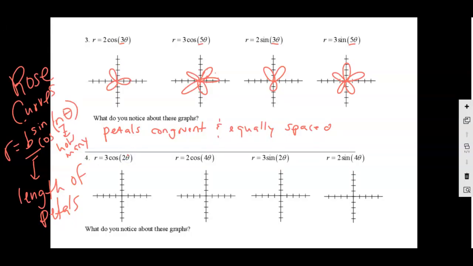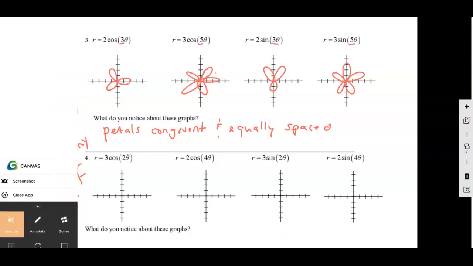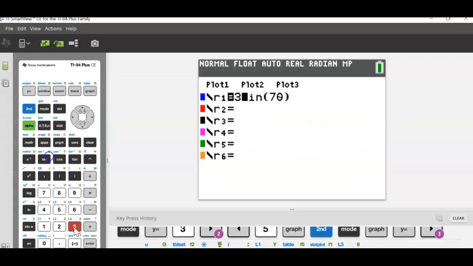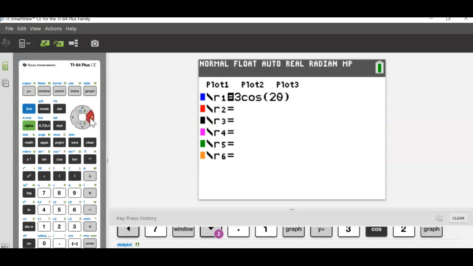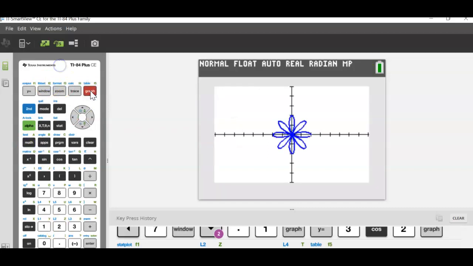What happens if I have 3 cosine 2 theta? Let's see what happens there. So 3 cosine 2 theta. Let's graph it. Notice I don't have 2 petals. I have 4. So there we go. It's kind of weird, right? When I had an odd coefficient of that theta, I had that many petals. But if I have a 2 theta, I have 4 petals. Let's try 4 theta. That's the next one in the notes. Now, with the coefficient of that theta being 4, we have 1, 2, 3, 4, 5, 6, 7, 8 petals.